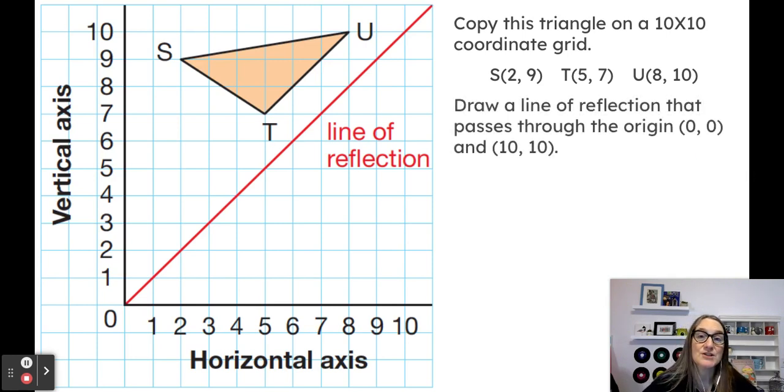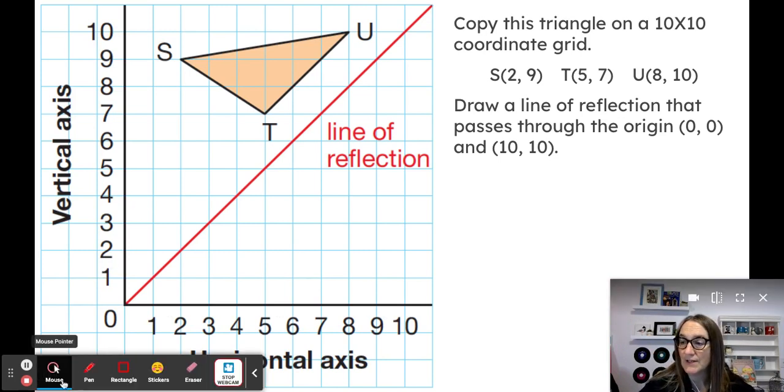Your next job is to draw a line of reflection that passes through the origin. And we remember the origin is the point that is 0 on the x-axis and 0 on the y-axis. So your line of reflection should pass through the origin and point 10, 10. So this line of reflection actually bisects both the x and y axis, creating a 45-degree angle.